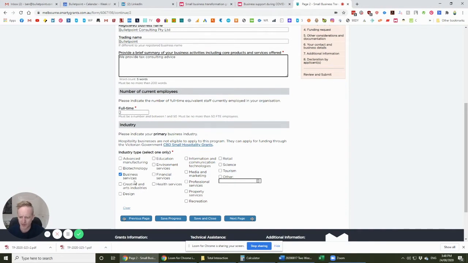So what industry are you in? They'll obviously want to look at a few different types of industries to help see who they're going to support. Okay, next page.